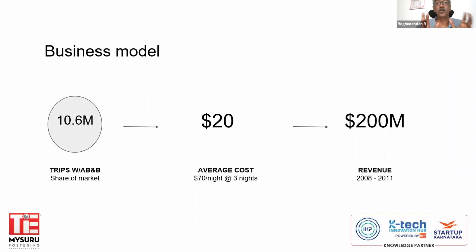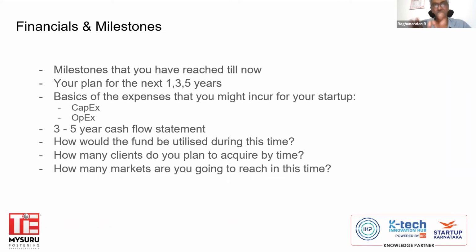Of course, you have a backup Excel sheet somewhere, which will break this down in a more significant way. If I'm going to make 200 million, what is going to be my expense for that? My revenue is coming in, but what's going to be my expense? So for that, you have financials and milestones.